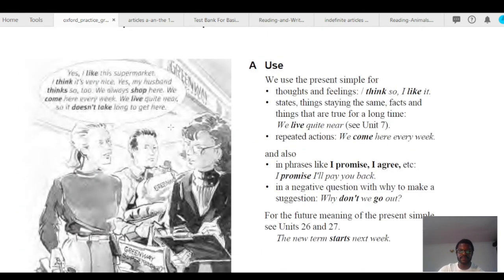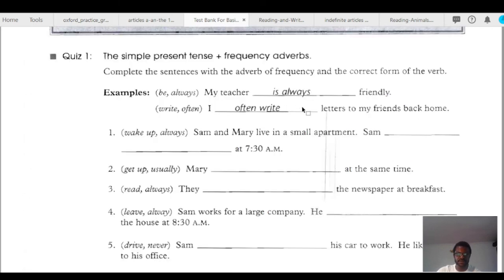Most of these things have been taught to you before, so we'll talk more on this when you join me at the Zoom meeting. But the exercise we have to deal with today is going to be this one. So when you're done watching the video, I would like you to take a look at this one, the simple present tense plus frequency adverbs. Remember your adverbs of frequency: always, often, usually, sometimes, seldom, never, and all that. They say complete the sentences with the adverb of frequency and the correct form of the verb.